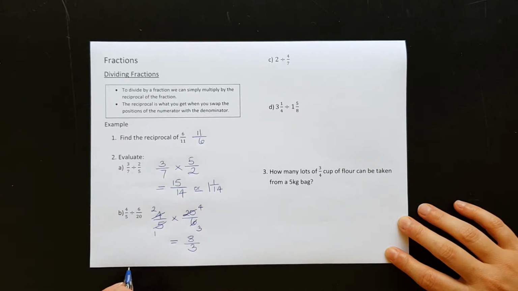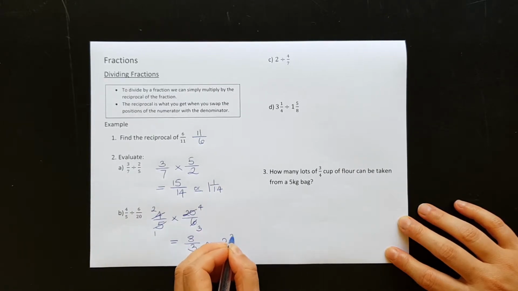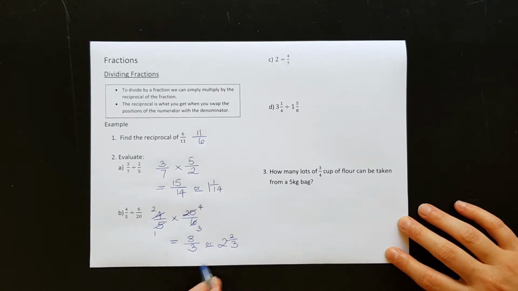So 8 over 3 is our answer, or as a mixed numeral, 3 goes into 8 2 times with a remainder of 2, so 2 and 2/3.